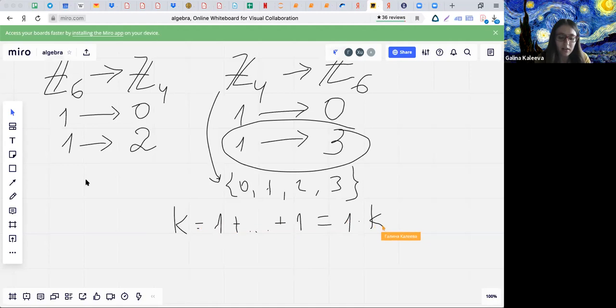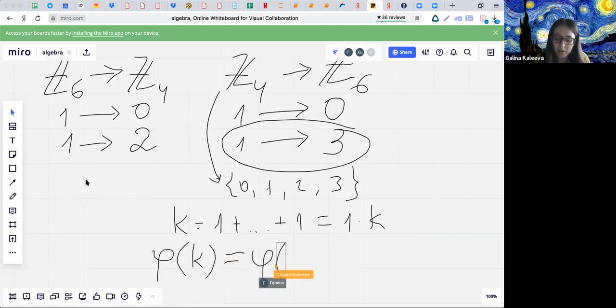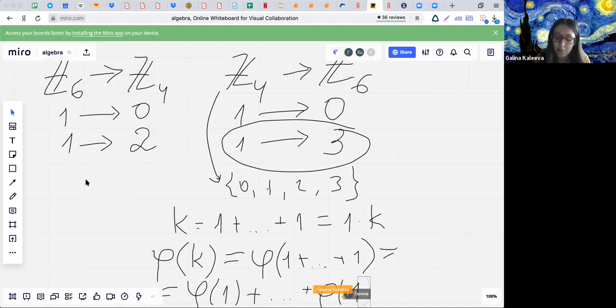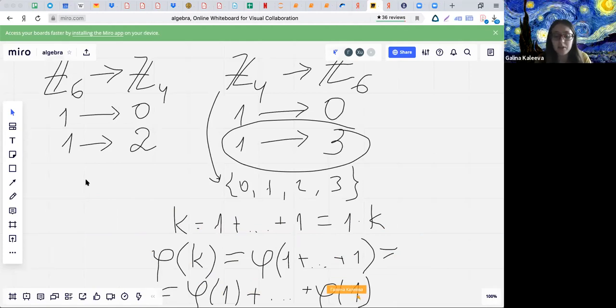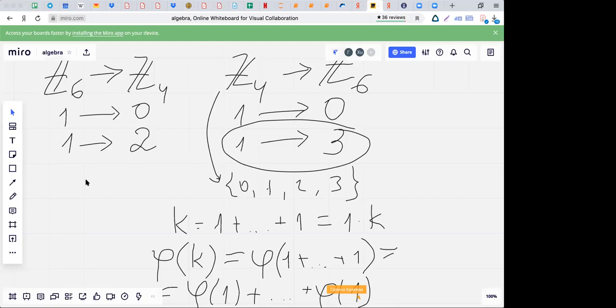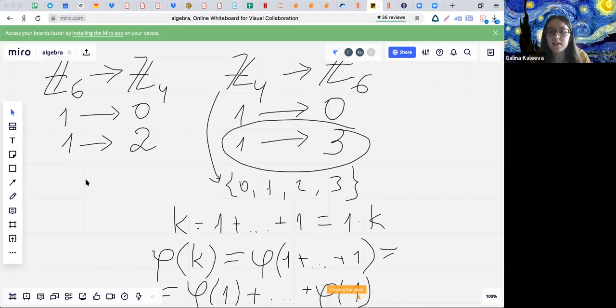Knowing that we construct a homomorphism, we can write down something like that. phi of k equals phi of 1 plus 1 plus 1 plus 1, equals phi of 1 plus phi of 1 plus phi of 1, the same number of times. I got it. Okay, so knowing the image of 1, we know the image of every element in our cyclic group. Thank you. Yeah. Nice. The next one.